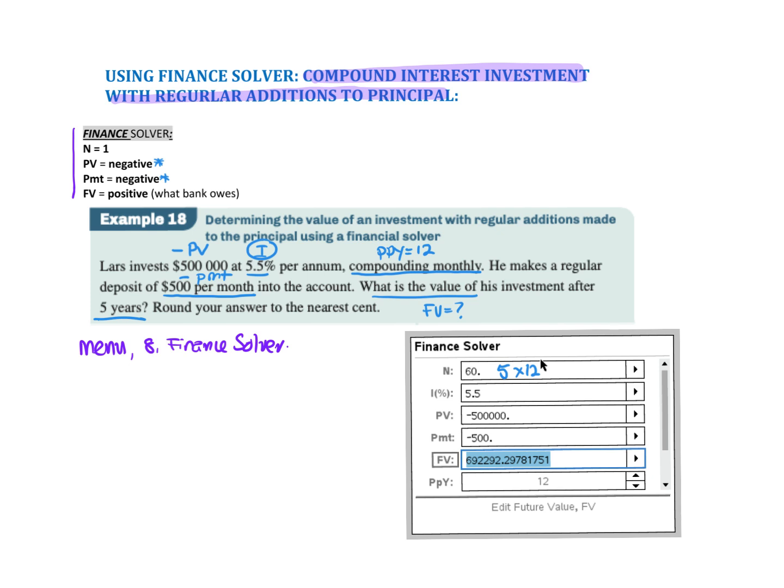I type in the PV. Because they invested, I need to put a negative, so make sure you put a negative in front of the 500,000. They also put an extra 500 in, so that's a negative. Now you're going to get to this box, and this box is what we don't know. There's always going to be one box that is the question that you don't know.